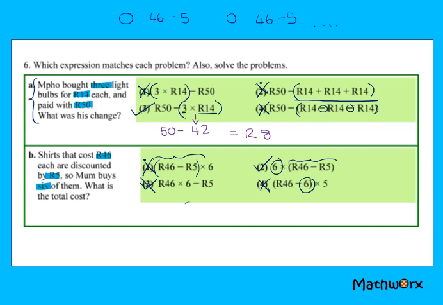Okay, let's write that out again, we have 6 times our brackets of 46 Rand minus the 5. And remember, we're doing the brackets first. So we're going to work out our discount. What's 46 minus 5? Gives me 41. So mom paid 41 Rand per shirt. And what's 41 times by 6? Gives me 246, and that is what mom paid overall. Okay, let's move on to the next slide.